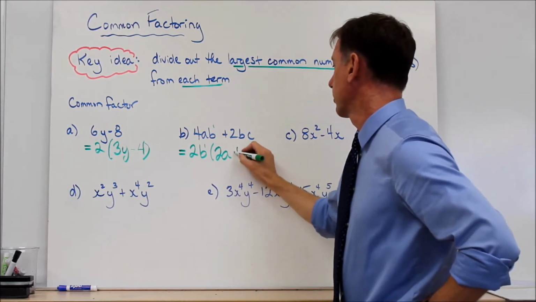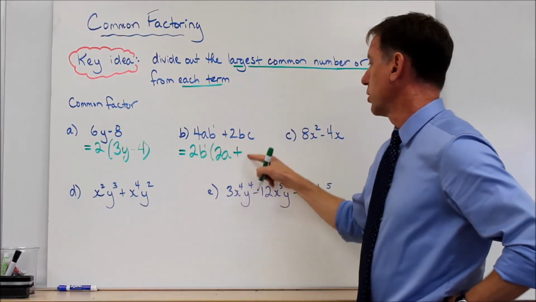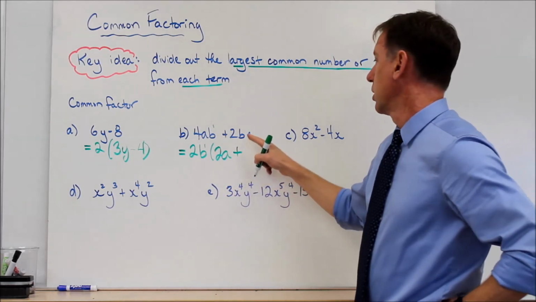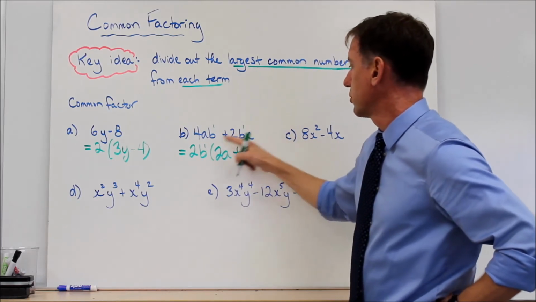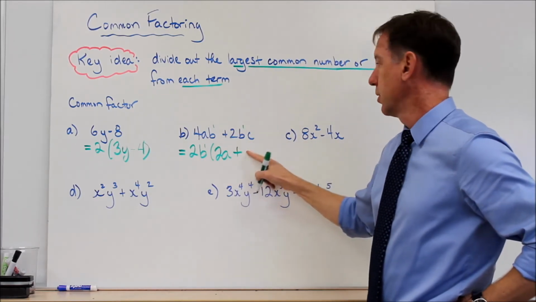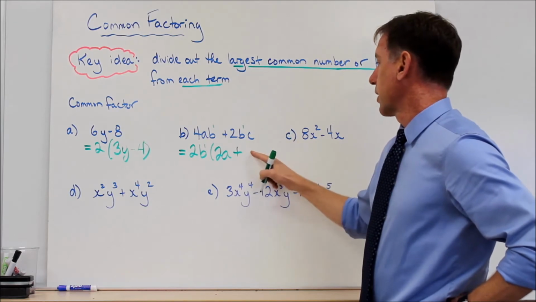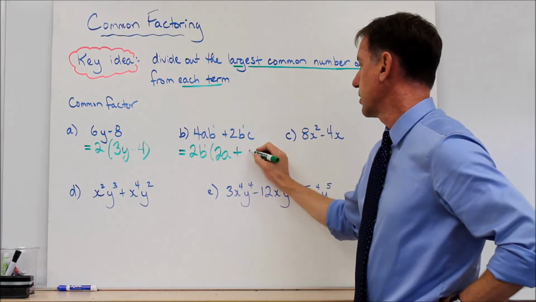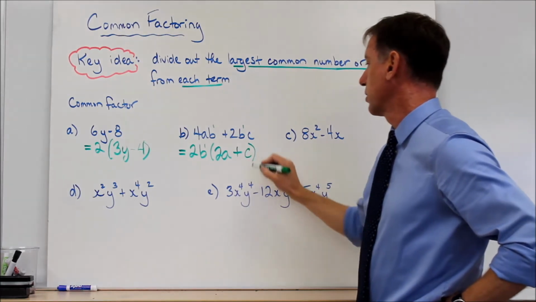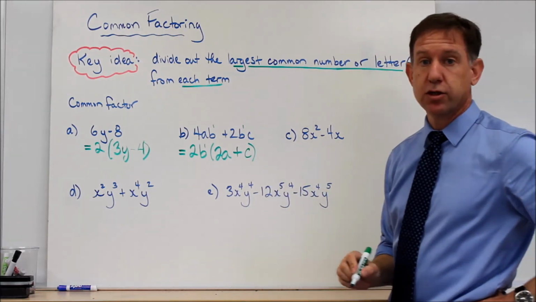Second term, 2 divided by 2 is 1. You can write the 1 or not, that's up to you. B divided by B. Now again, you can write the exponent here. 1 subtract 1 is 0. There's no B's to be written in the second part. And finally, no C's to be divided out, so that C stays exactly where it is, and that should be it. As always, check your work.